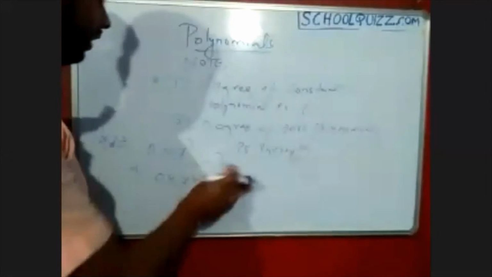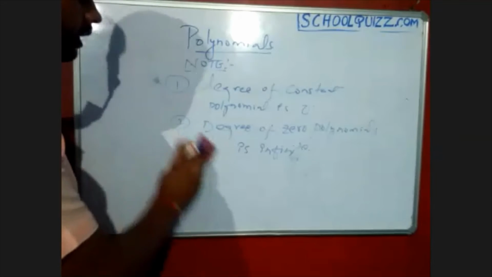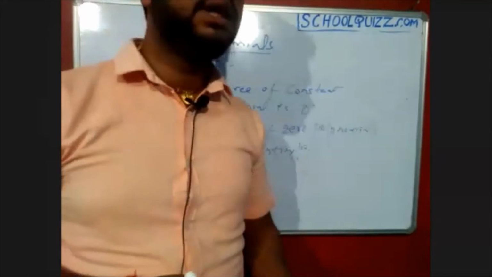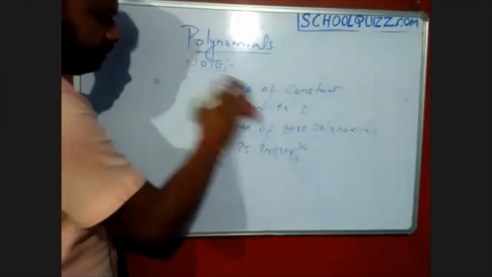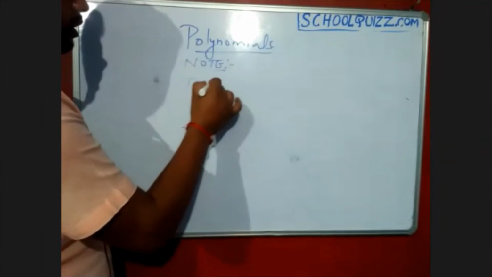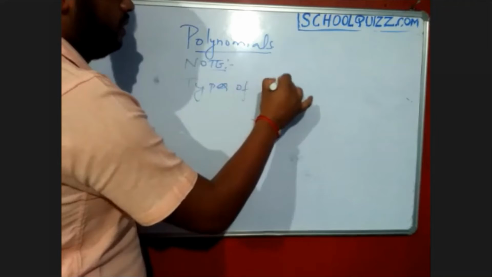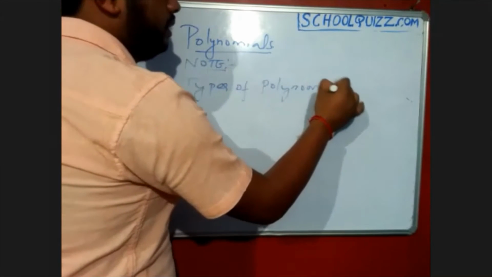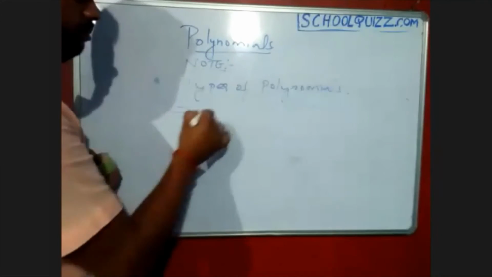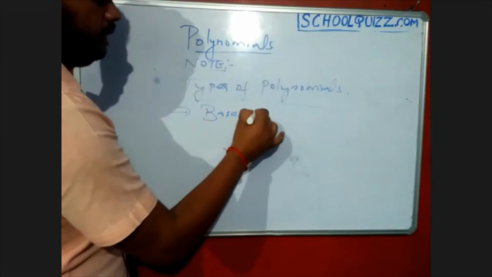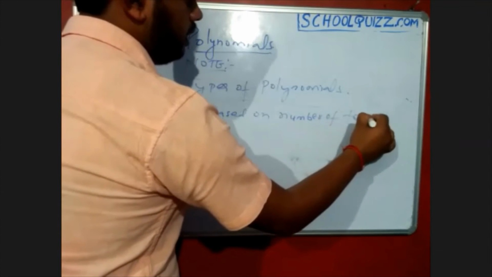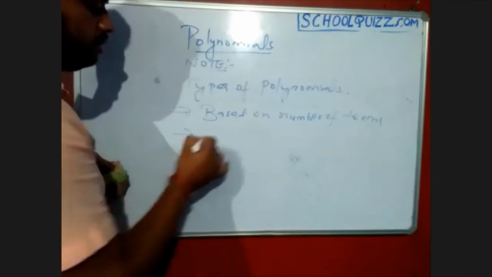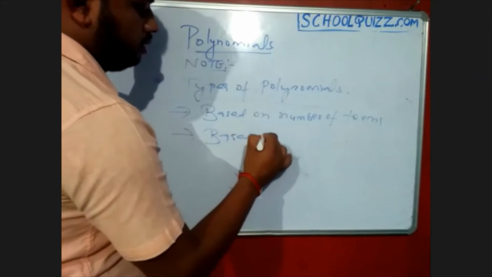Okay, so that's why the degree of these 2 points are very important for you, and other will be seen by seeing the variable exponent. Okay, so these are the things you need to understand regarding the degree. Now types of polynomials. Polynomials is divided based on two things, based on number of terms, and next division is based on degree.